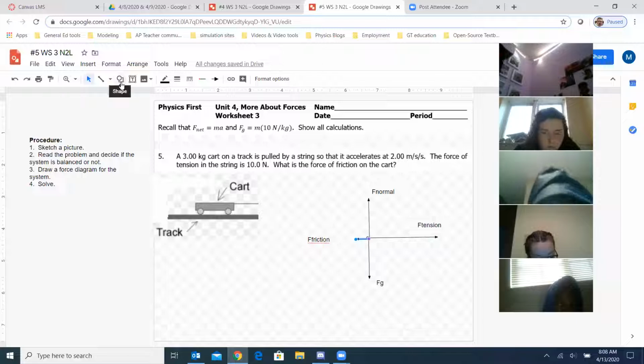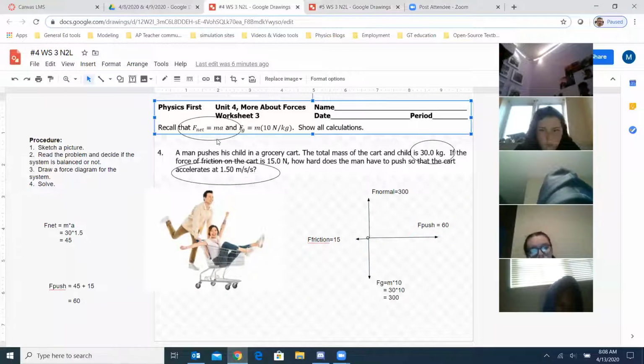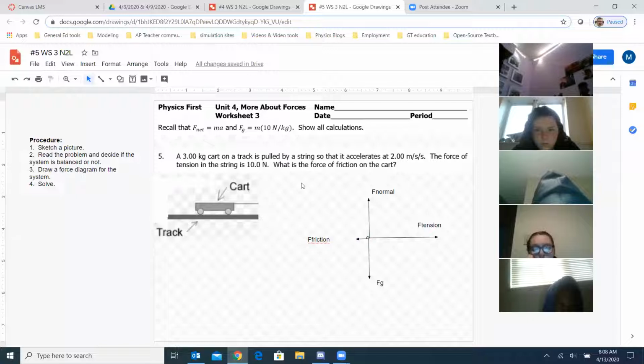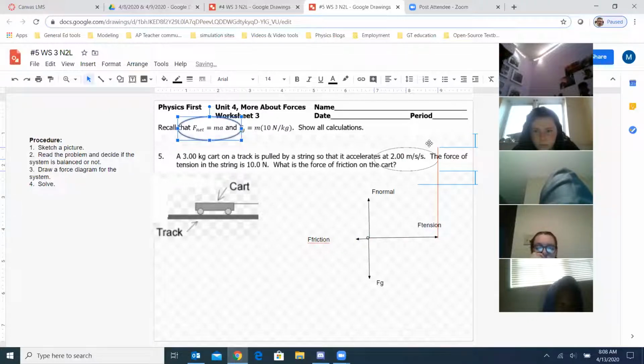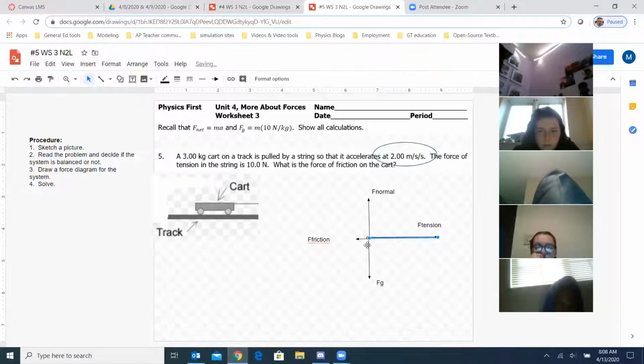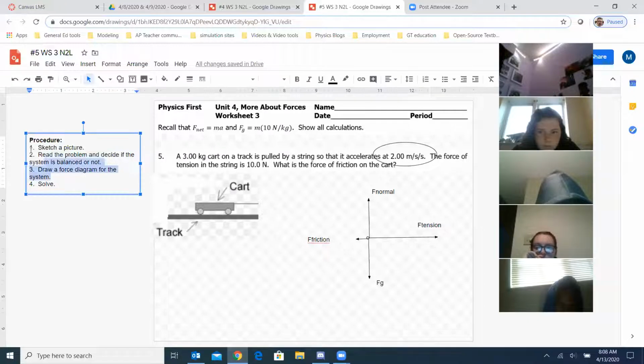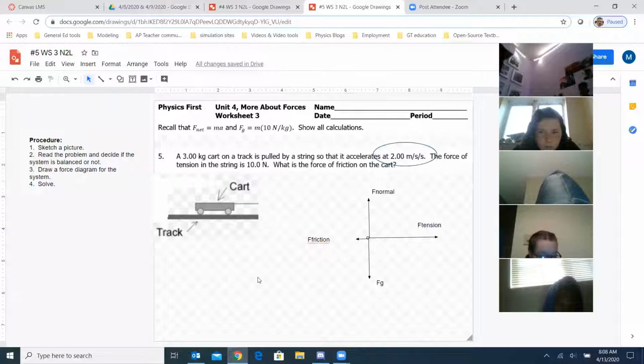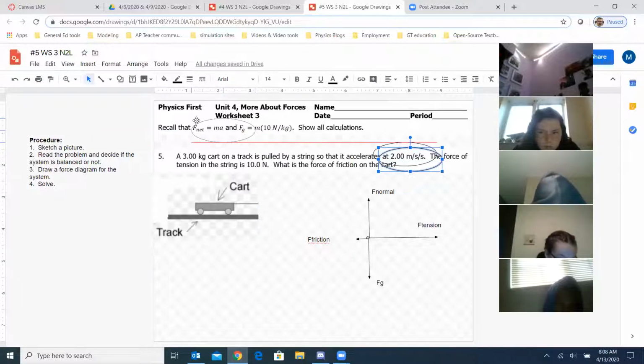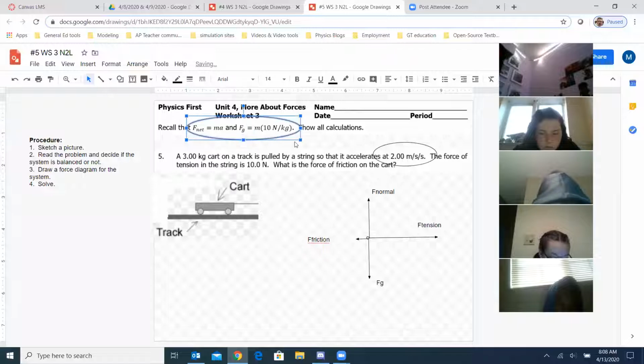I know that it's not balanced because I know that it says that it accelerates. So that's why I noticed the tension force is longer than the friction force. Okay, so I've done number 1 and number 2 and number 3 as well. So now I just have to solve it. So I'm going to be using these two equations, the only two equations I really have. The net force is equal to the mass times acceleration. We found that in the last lab. And then the force of gravity is equal to the mass times 10. Found that in the very first lab, or maybe second lab of the unit.